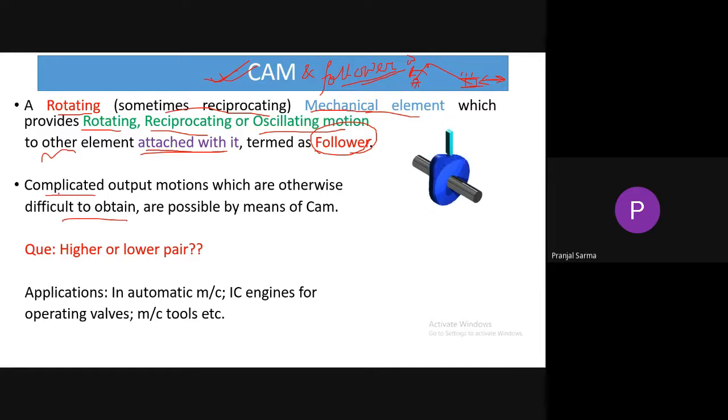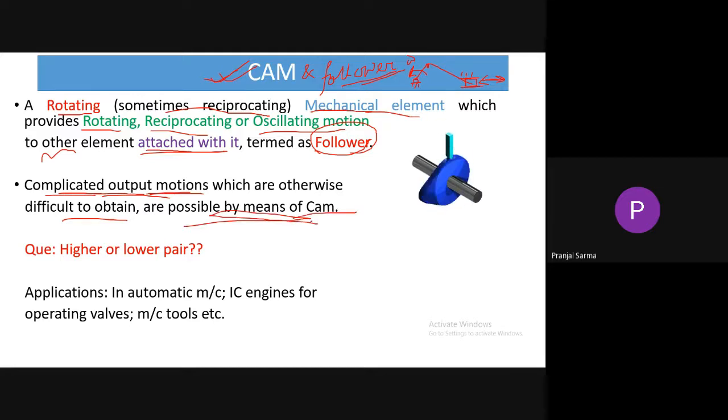So this is for generating complicated output motions, which might be from the time domain; it may also be time dependent. Suppose at this particular time I should have this kind of motion, after that this kind of motion, etc. So depending on the requirement, complicated output motions which are not otherwise easily possible are made possible by means of this particular cam and follower mechanism.